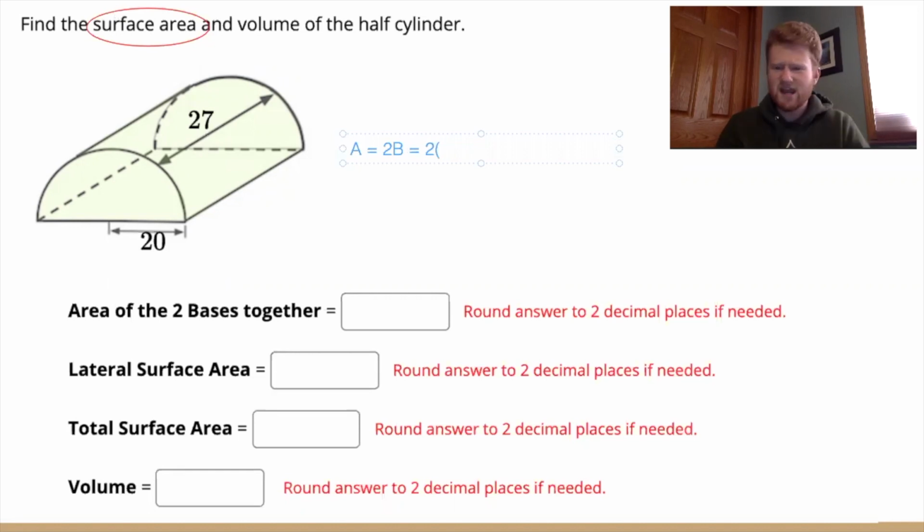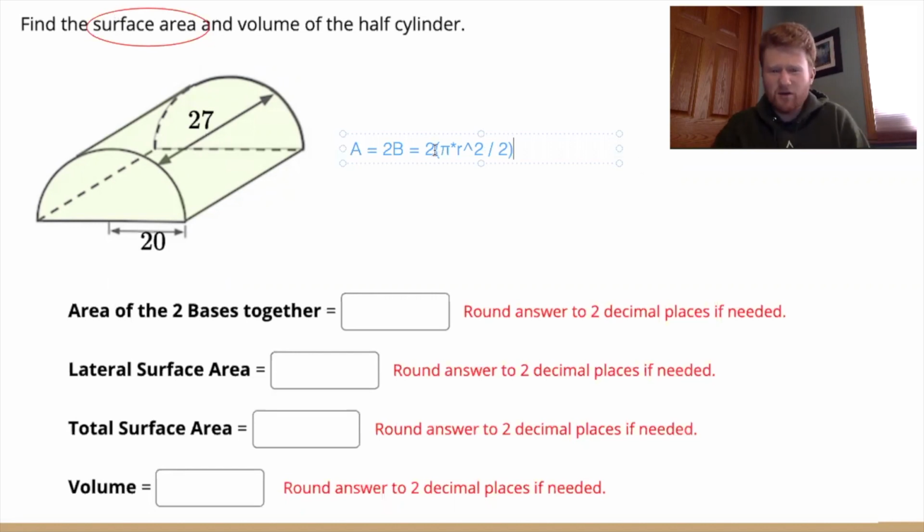And so what is the area of a semicircle? Well, it's half of a circle. And so half of a circle would be pi times r squared times 0.5, or divided by 2, because it's just half of that circle.